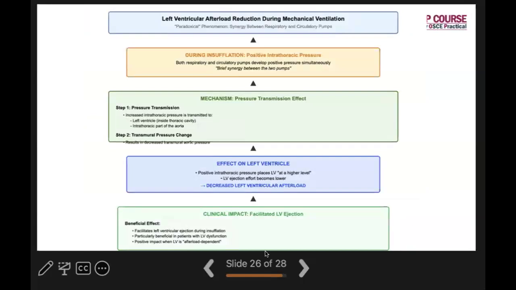So this will in turn make the left ventricle need not eject the blood at a greater force because the transmural pressure is low. So it is going to eject the blood very easily because of the reduced transmural pressure. So the left ventricular afterload is going to go down. Okay.